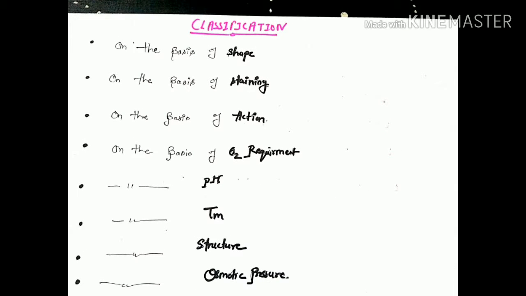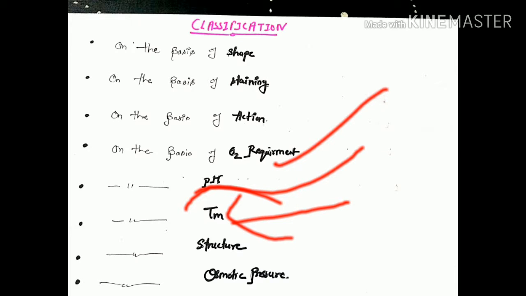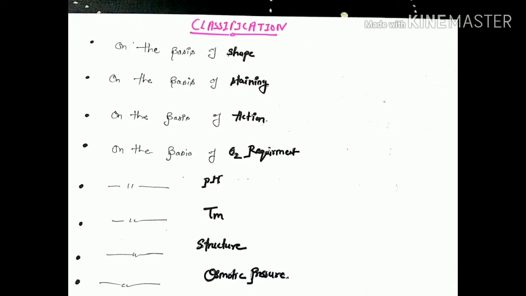So friends, the classification of bacteria on the basis of different characteristics. First is based on shape, second is based on staining, and third is on the basis of their action, on the basis of oxygen requirement, pH, temperature, how they adapt, their structure and their osmotic pressure. Okay friends, so these are all the classifications or arrangements of bacteria all over the world, which you can find.